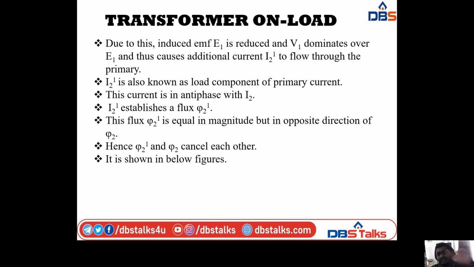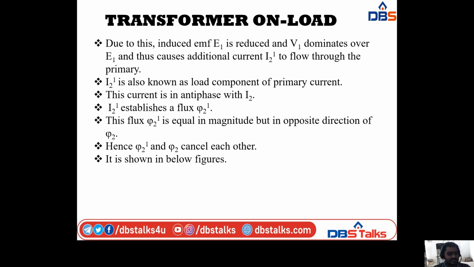Actually we have the I0 current only, but after reducing the flux, E1 also reduces and V1 dominates E1. At that time, it causes the additional current, that is I2 dash, to flow through the primary. This I2 dash is also known as the load component of primary current. Next, this current is in anti-phase with I2, that is, in the opposite direction to I2.